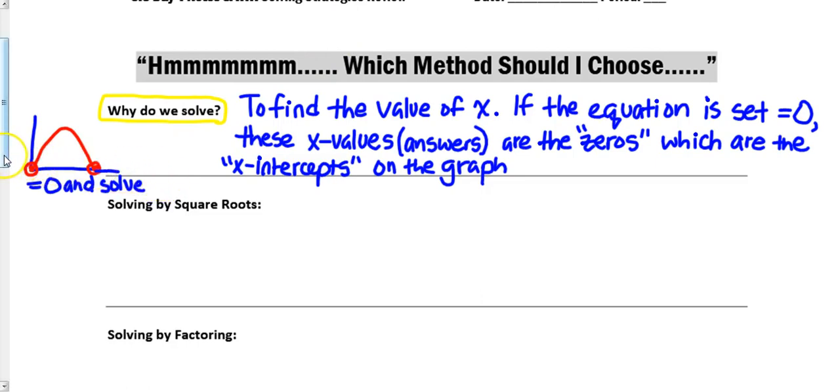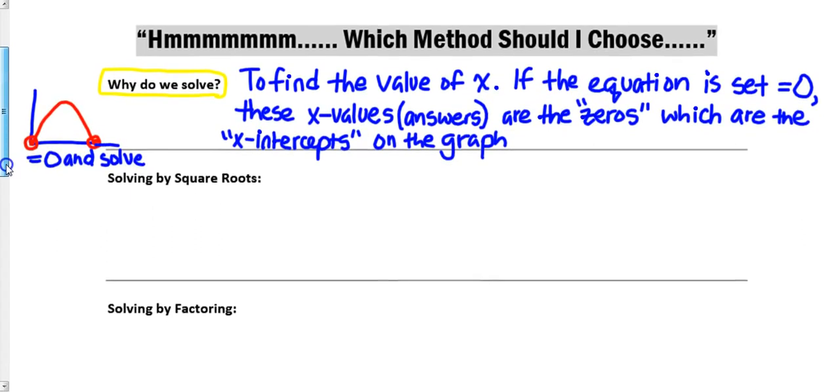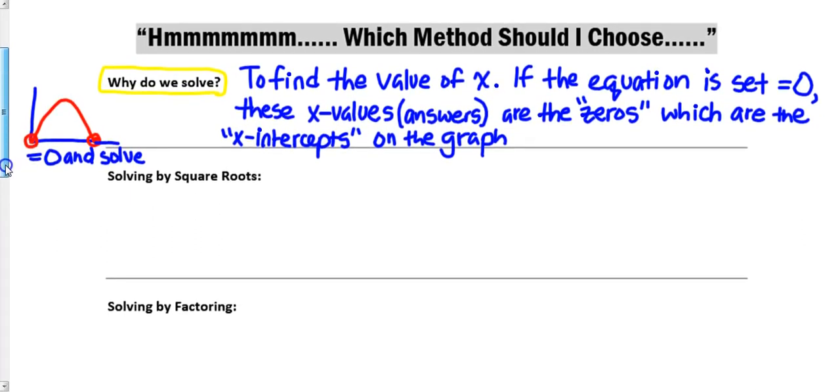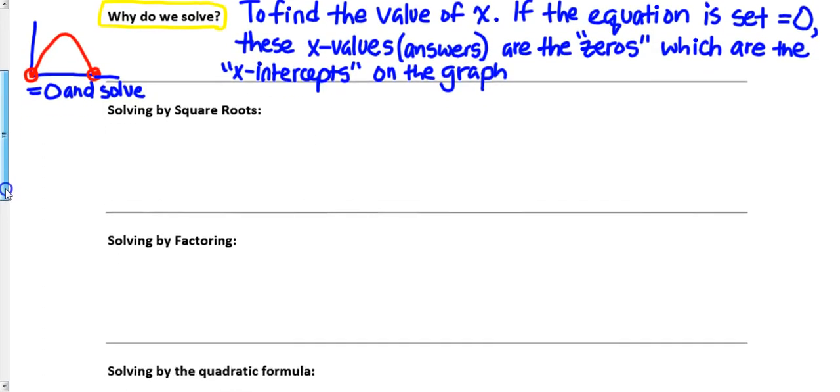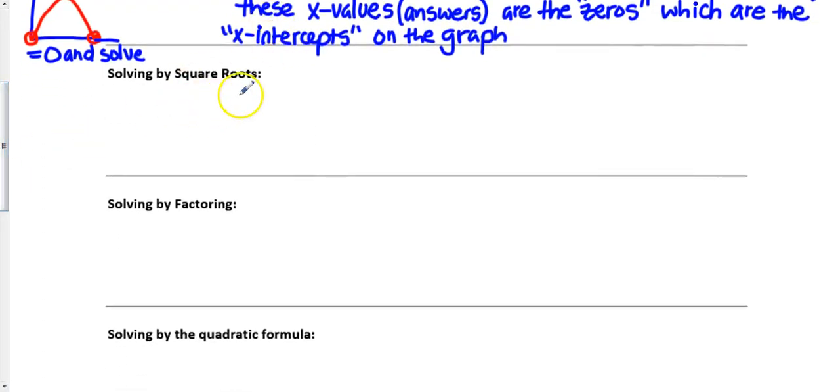Now that we've kind of oriented our thinking with why we solve, let's now get into the 3 tools in the toolbox. Our first tool is solving by square roots. So let's highlight that. When do we solve by square roots?